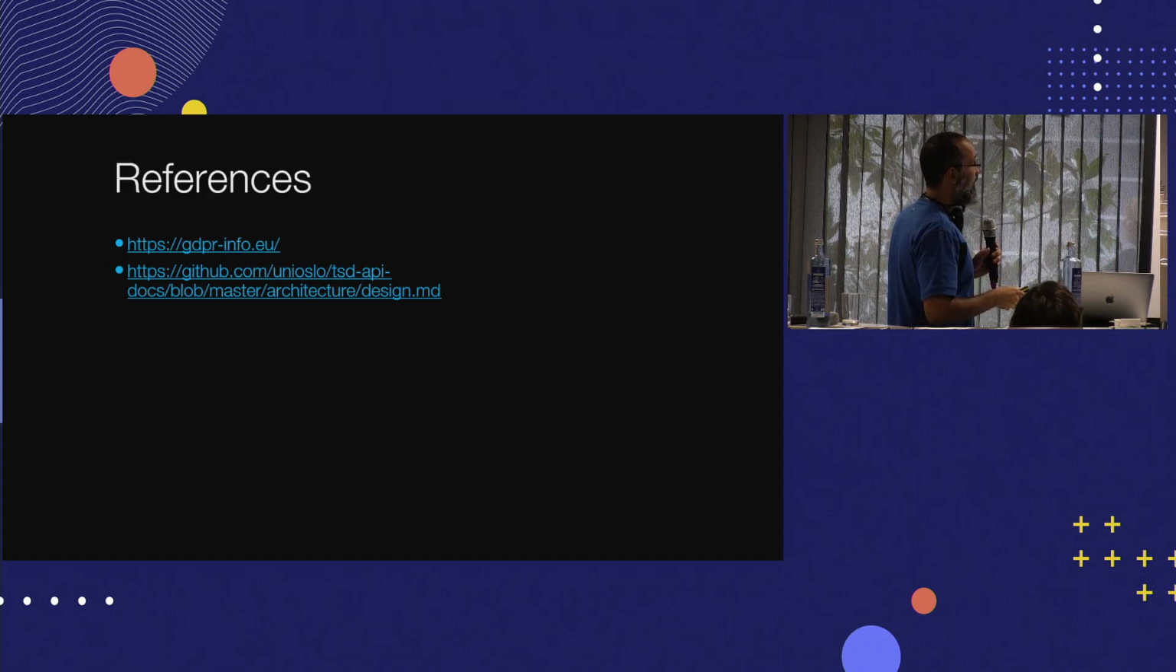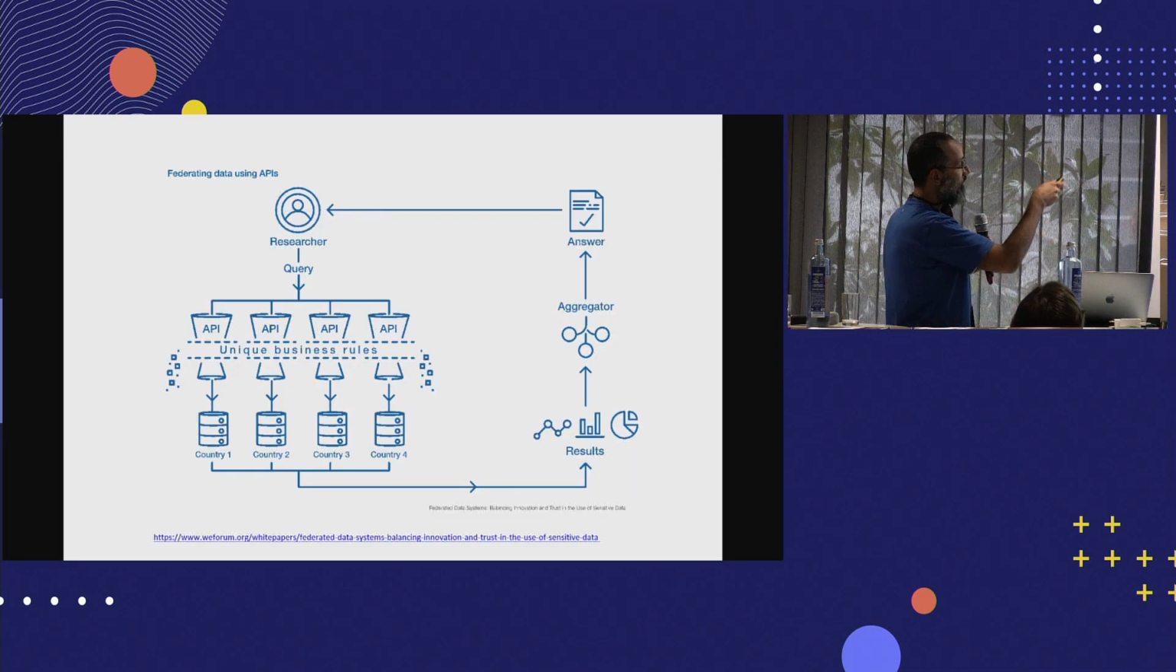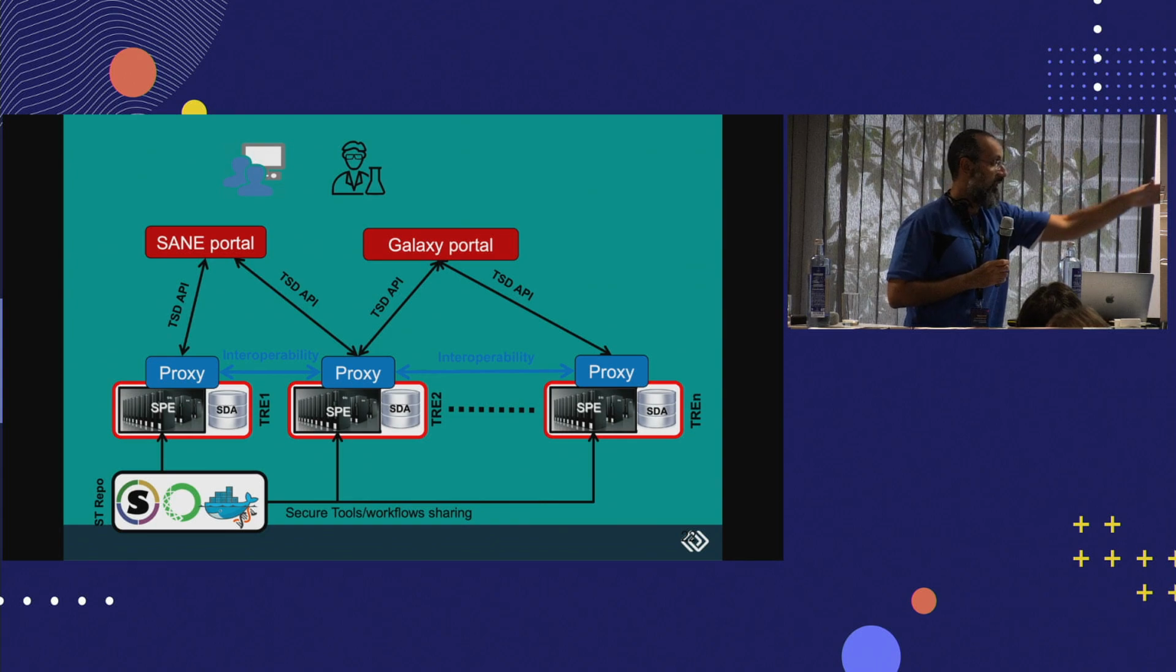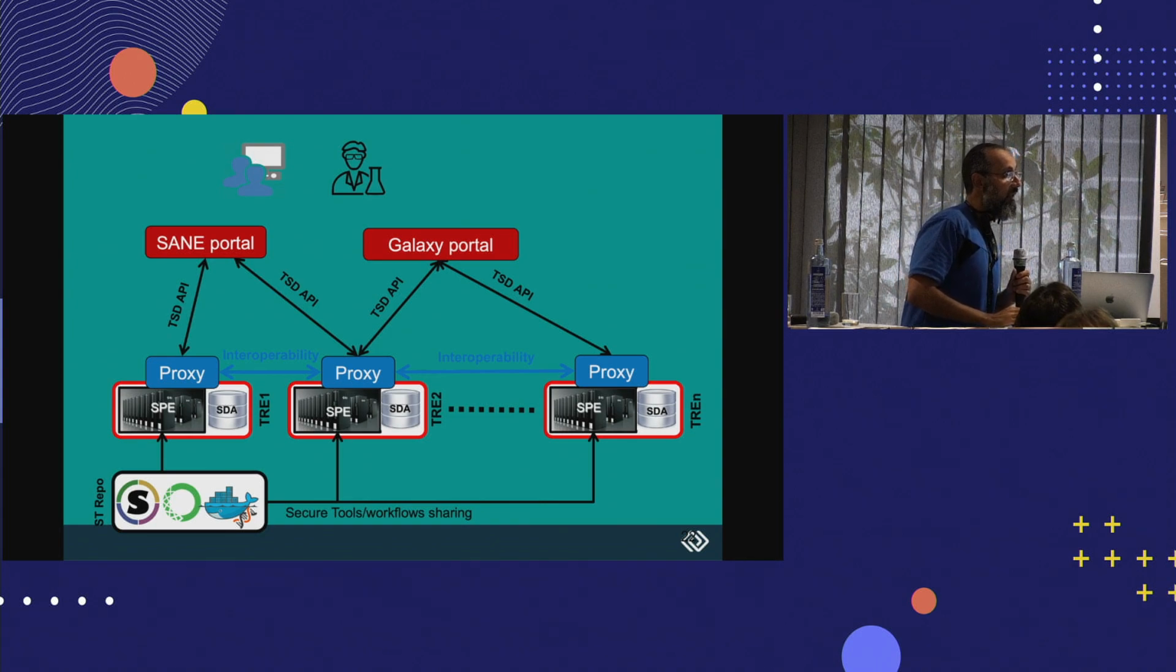These are references for the TSD API, and this is what we want to achieve at the end, for the researchers to access through the API multiple services in multiple countries and be able to get the results and to complete the workflow. And this is one way of implementing it, if we are able to interconnect the secure processing environments using the TSD API with interoperability between proxies, and having at the top something like Galaxy Portal or the portal of SANE that will now be presented by Wim.